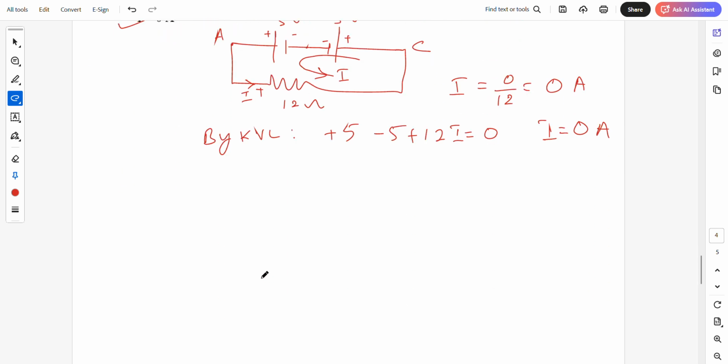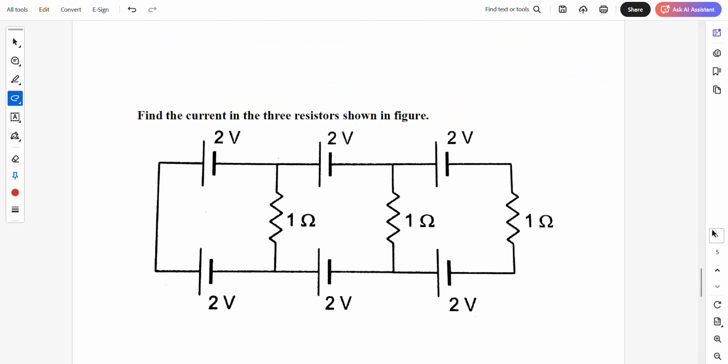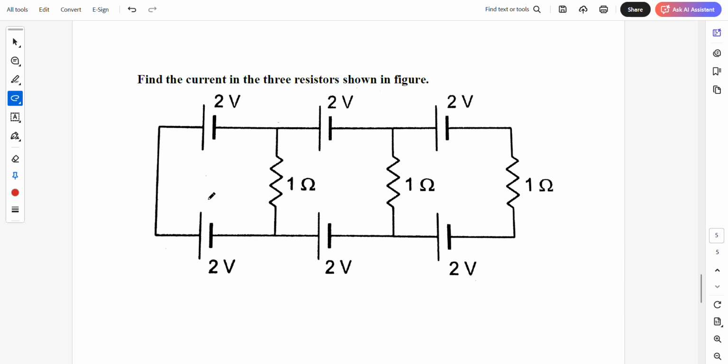Last, find the current in the 3 resistors shown in the figure. Again, what is the method? By nodal method. Observe these batteries. Is there any resistor connected in series? No. I will call this 0, this is grounded or earthed, 0 volts.